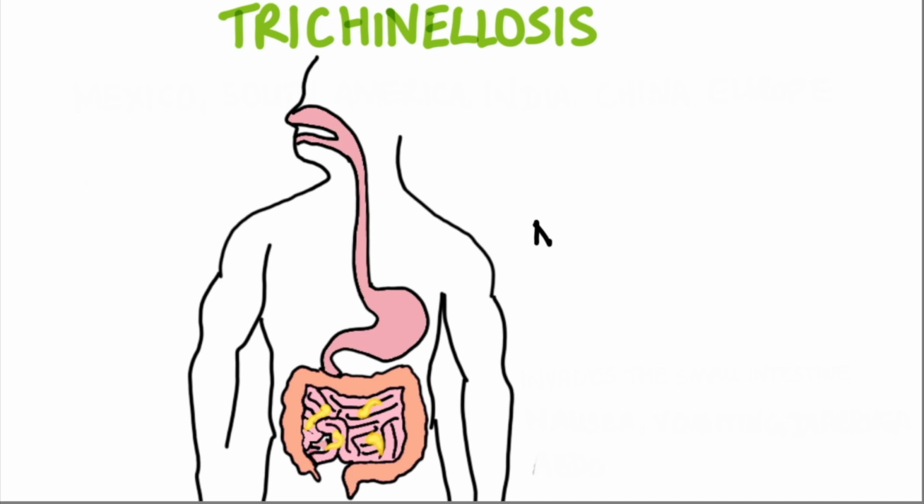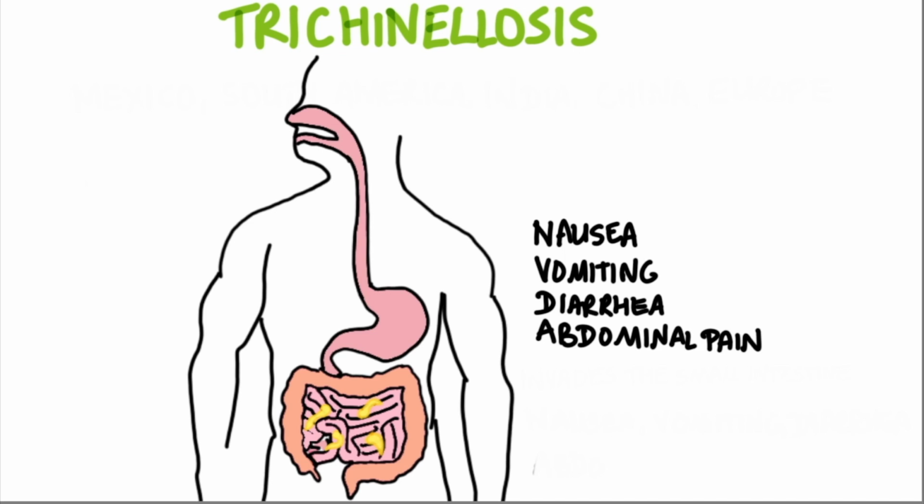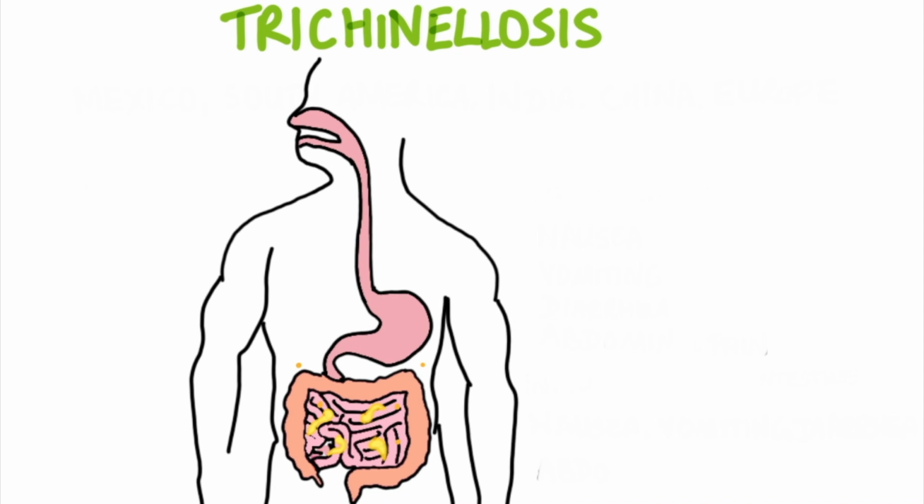Patients can develop nausea, vomiting, diarrhea, and abdominal pain. This is called the intestinal stage and occurs up to 1 week following ingestion of the encysted larvae. The now adult female roundworms then release larvae that migrate into the striated muscle where they encyst.